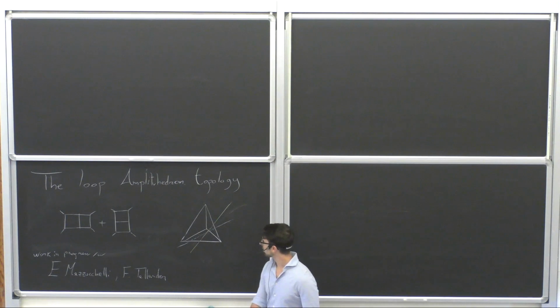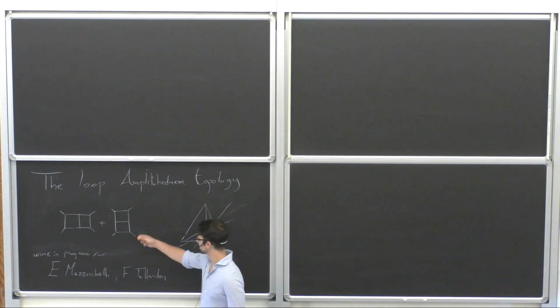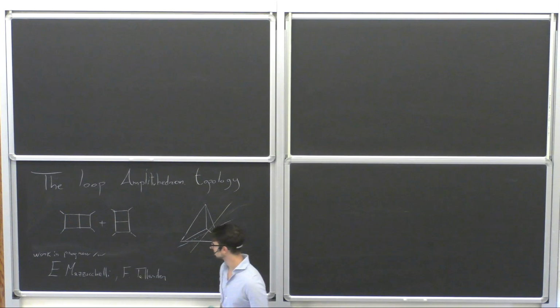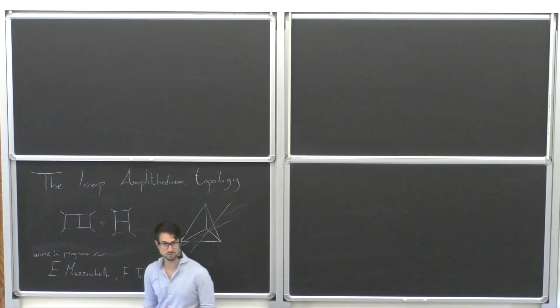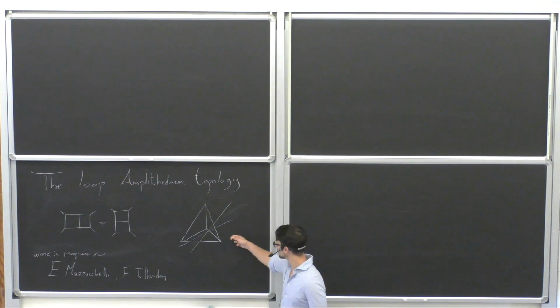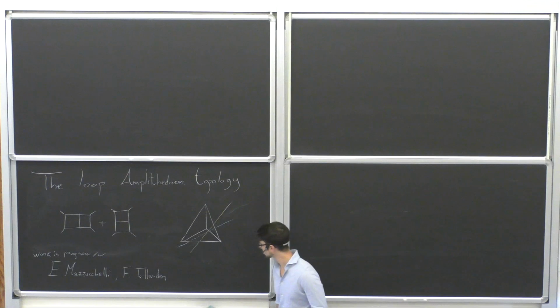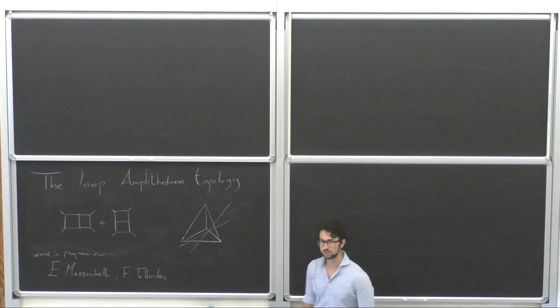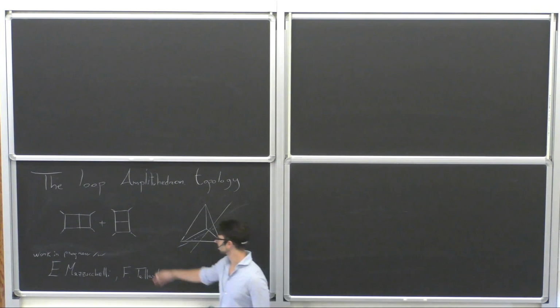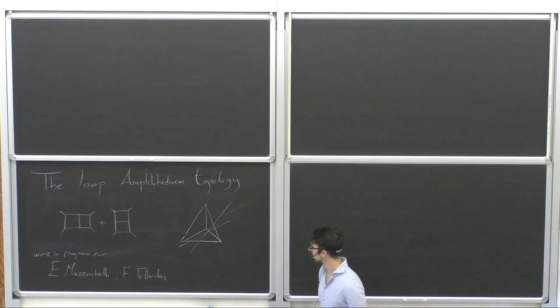Here on the blackboard, you can see an object you are probably very familiar with. This is a two-loop Feynman diagram, the double box. And on the right-hand side, you can see a pictorial representation of an amplituhedron whose canonical form will give us the amplitude corresponding to the sum of this Feynman diagram.